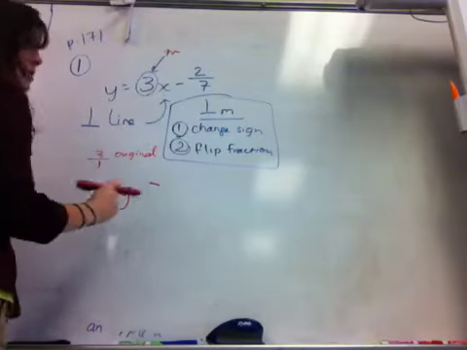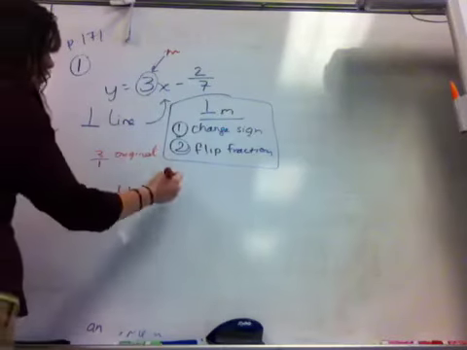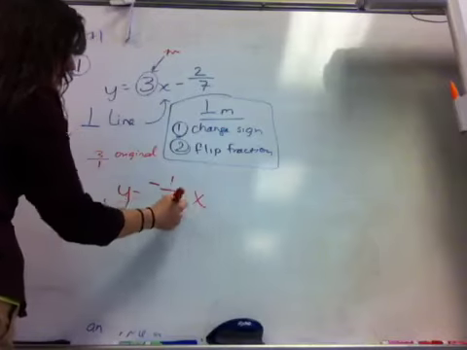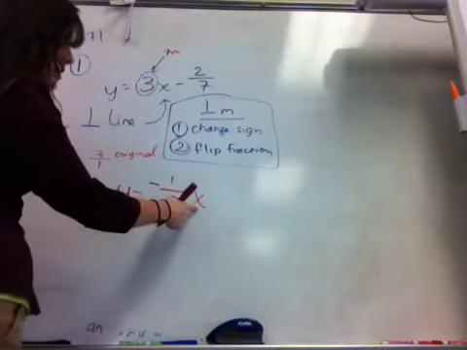So it's positive, it becomes negative. 3 over 1 becomes 1 over 3. This is your new slope, the coefficient with x.